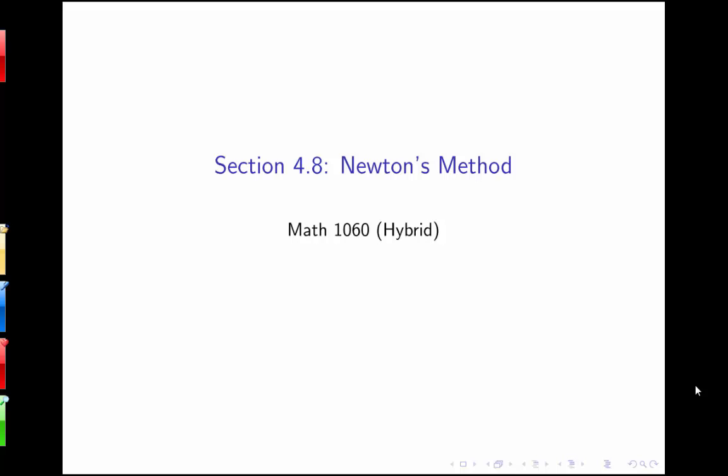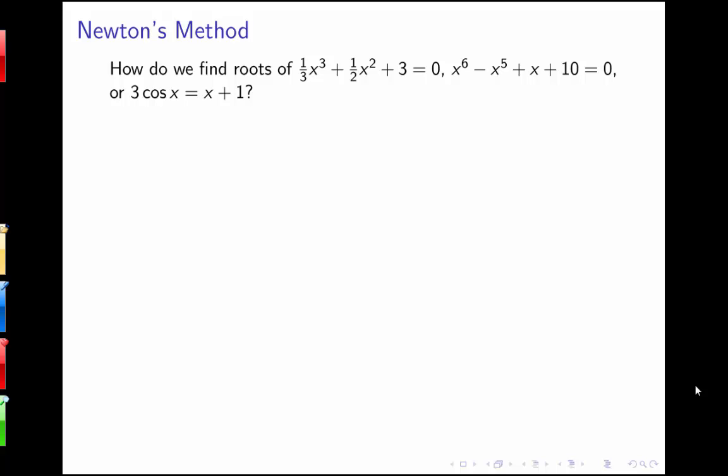In this lecture, I'm going to be talking about Newton's method. Some motivation for Newton's method comes from the problem of having to find roots of more complicated equations. If we consider these couple of examples, how would we go about solving these equations? We've got 1/3 x cubed plus 1/2 x squared plus 3 equals 0, x to the 6th minus x to the 5th plus x plus 10 is 0, and 3 cosine x equals x plus 1.